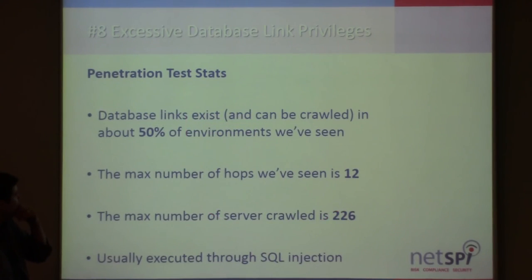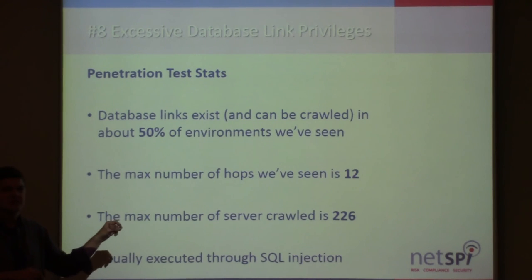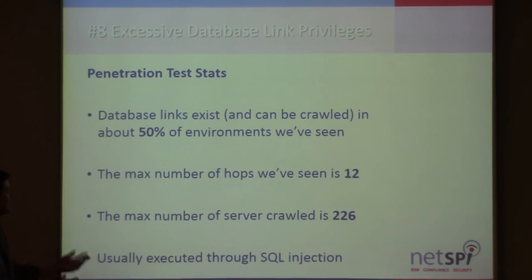So this gets really crazy. We see this in about 50% of the environments where we see SQL injection. The max number we've seen is 12 hops. That means we literally hopped through 12 servers to get where we needed to go, or to get the access we needed, and then took it over. So we automated it, naturally, because those queries just get ridiculous. And the max we've crawled unique ones is like 226. About half of those are sysadmin access, which was pretty awesome. Sorry, pretty horrible.